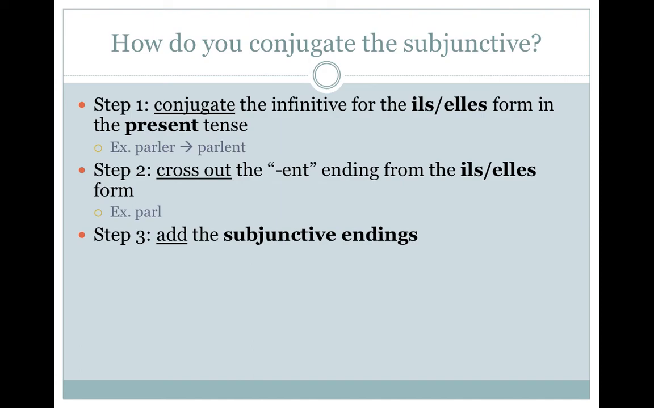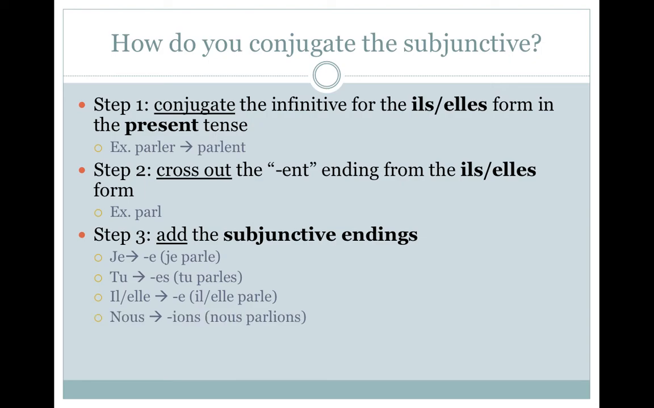This might be our last set of endings that we need, so don't get too emotional, just jot these down. For je, you add an e at the end. For tu, you add an es. For il or elle, you add an e. For nous, you add ions. For vous, you add iez. And for ils, elles, you add ent.